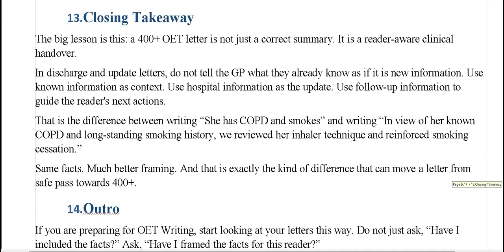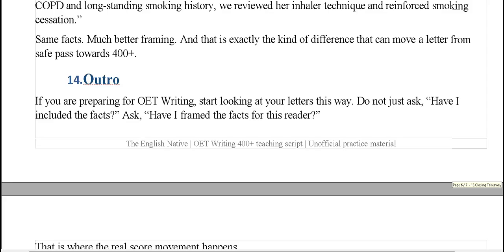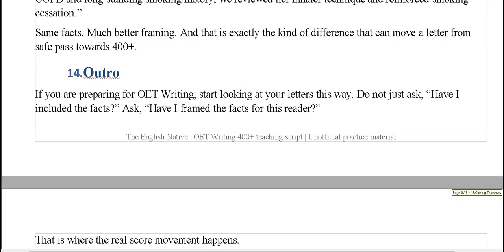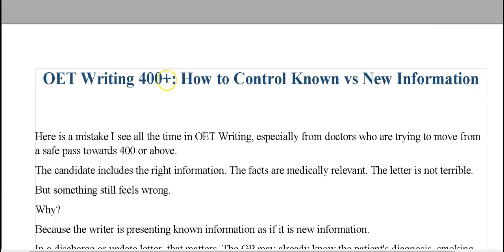So, there you go. I hope that sort of helps. You know, it's reader-aware clinical handover. That's what 400 plus looks like. Okay, so what you need to ask, have I framed the facts for this reader? If the answer is yes, then 400 plus shall be yours.